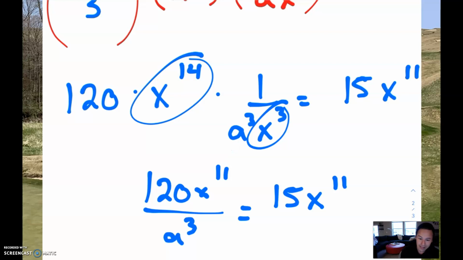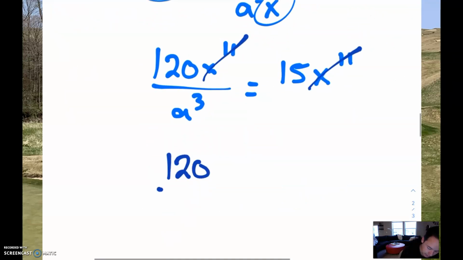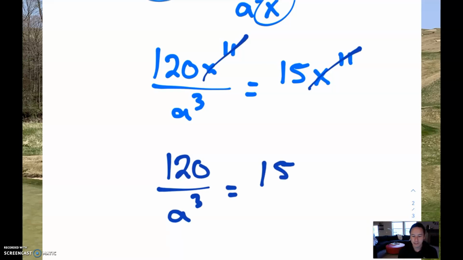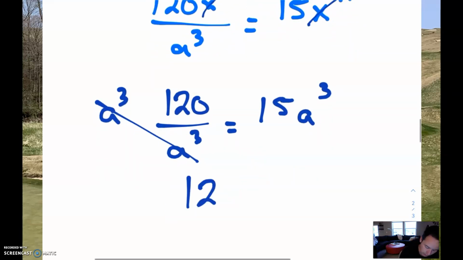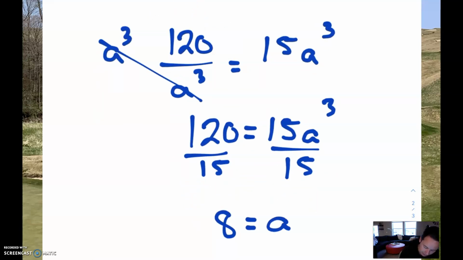And now we know that the x to the 11th on both sides, they just cancel each other out. So we're left with 120 over a cubed equals 15. And now we just have to solve for our a. Easiest to just multiply both sides by a cubed, because then they go away and it's no longer on the bottom. So we have 120 equals 15a cubed. Divide both sides by 15. And what do you know? We end up getting 8 equals a cubed.